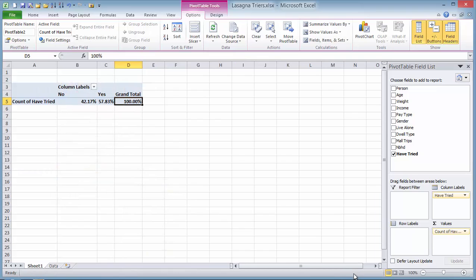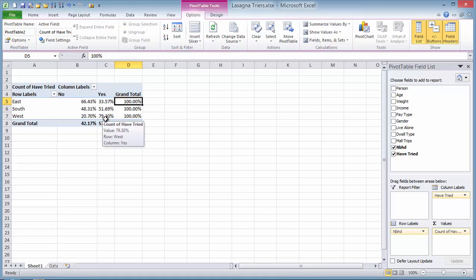That's the first answer. 57.8% have tried the product. Let's break it down by neighborhood. For each of these neighborhoods, you can see what percentage have tried the product. Obviously, the highest percentage is in the West. As I get this information, in real time, I would be writing it down on a piece of paper or making notes here in the spreadsheet. I will create a column chart of these percentages.